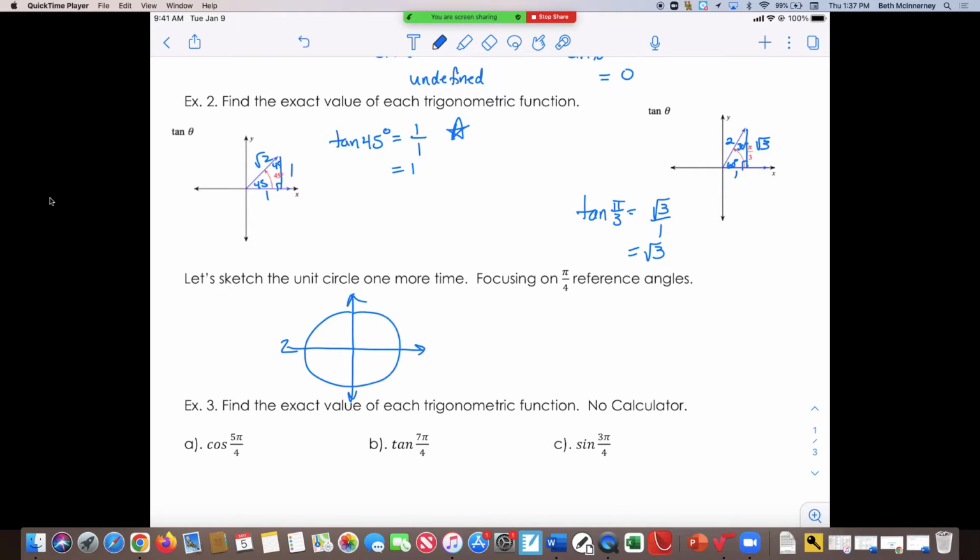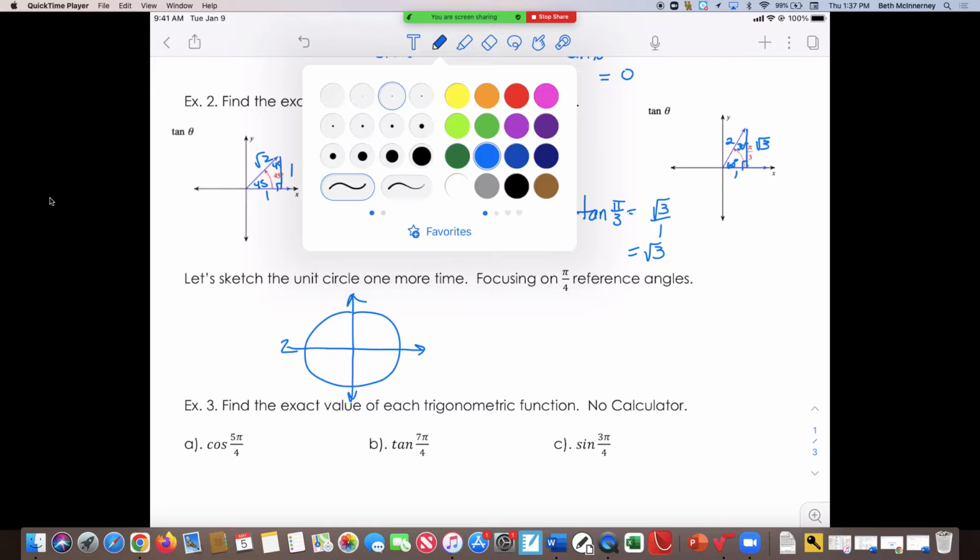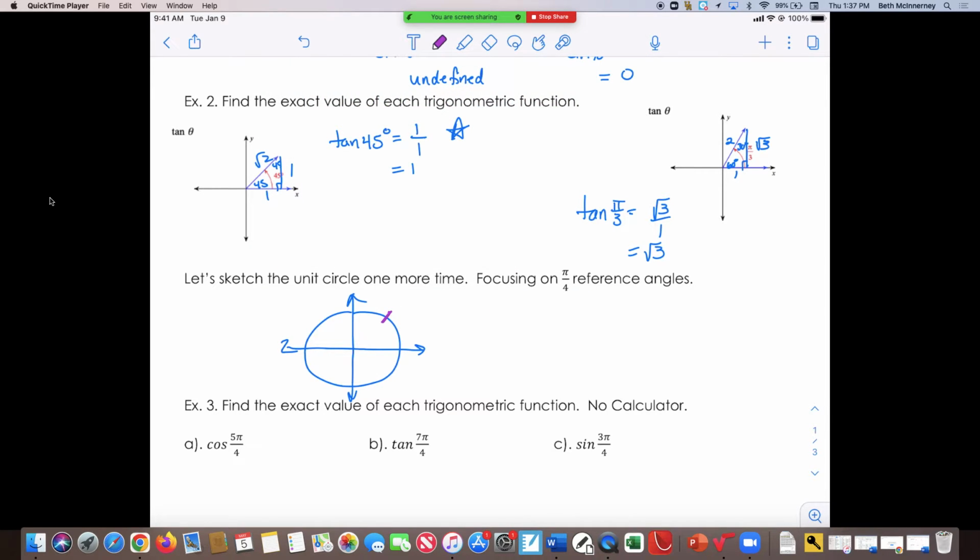All right, so now I want us to draw a unit circle, but I want us to focus on the pi over 4s. Pi over 4s go like this. They're halfway through each quadrant, and here's the connection, why we look at the unit circle to help us here. It goes 1, 3, 5, 7, 1, 3, 5, 7. So pi over 4, 3 pi over 4, 5 pi over 4, 7 pi over 4.